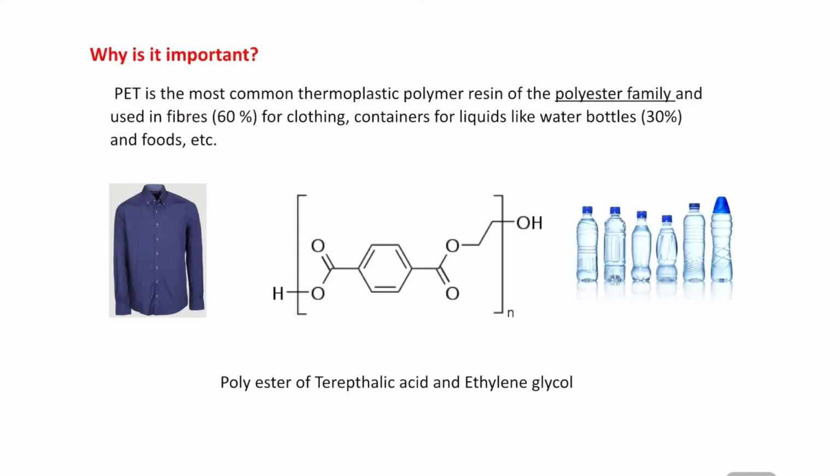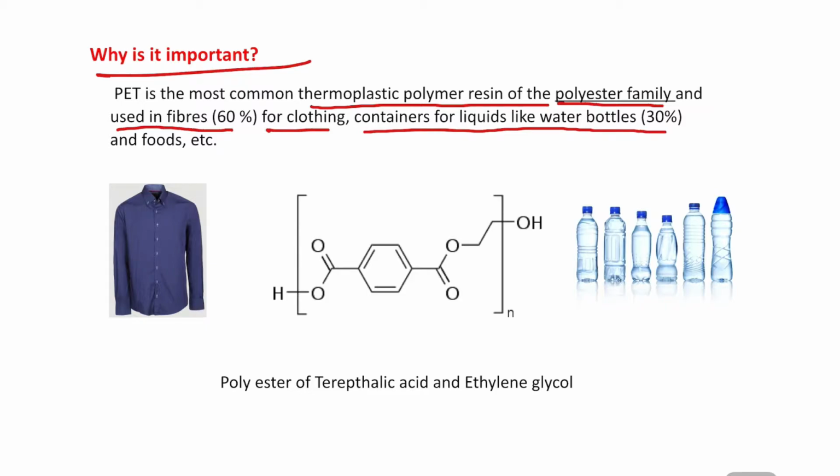Now, why is this PET important? PET is the most common thermoplastic polymer resin of the polyester family. Why am I saying this? It is used as a fiber for clothing, containers for liquids, water bottles, food, etc. Sometimes people say, please don't mind, "polyester" as "polster", but this is polyester, because people pronounce it that way for their easiness. So why is this a polyester? Because it's an ester-based polymer.